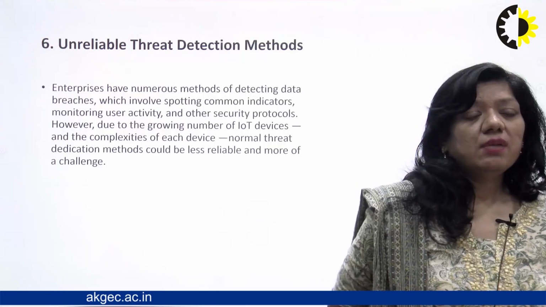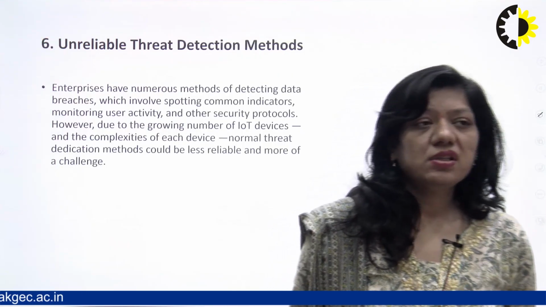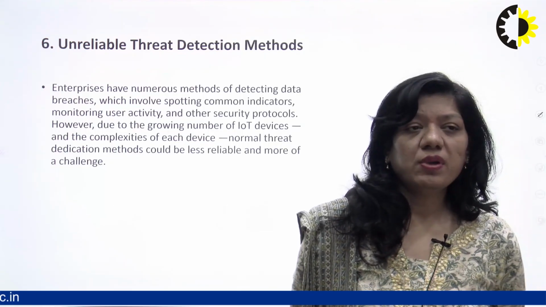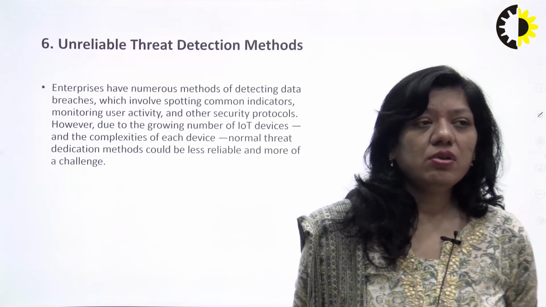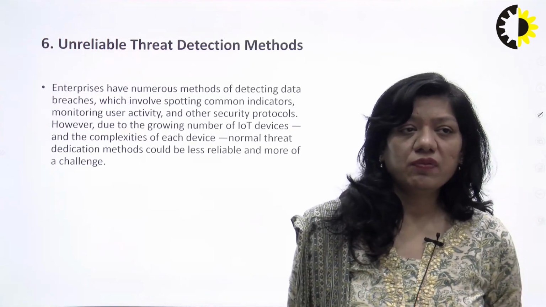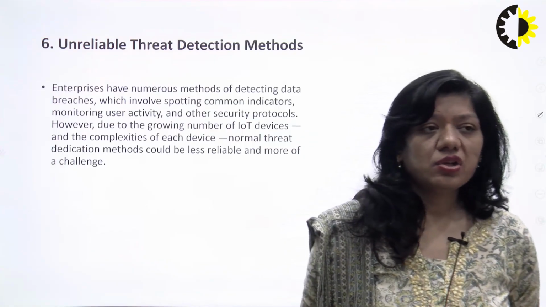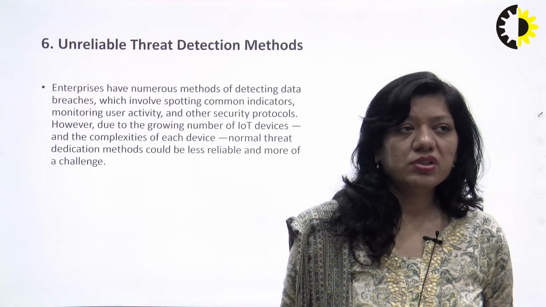Sixth one is unreliable threat detection methods. Enterprises have numerous methods of detecting data breaches, which involve spotting common indicators, monitoring user activity, and other security protocols. However, due to the growing number of IoT devices and the complexity of each device, normal threat eradication methods could be less reliable and more of a challenge.